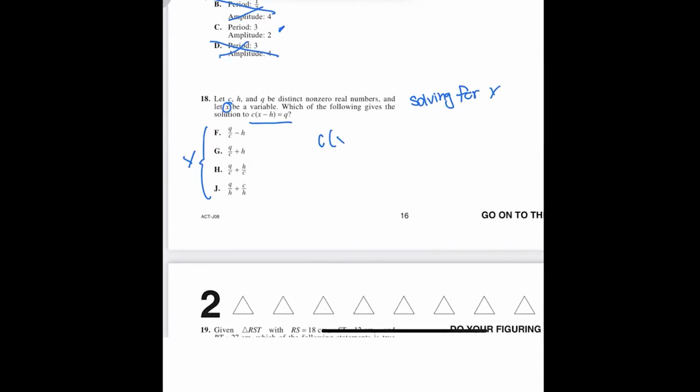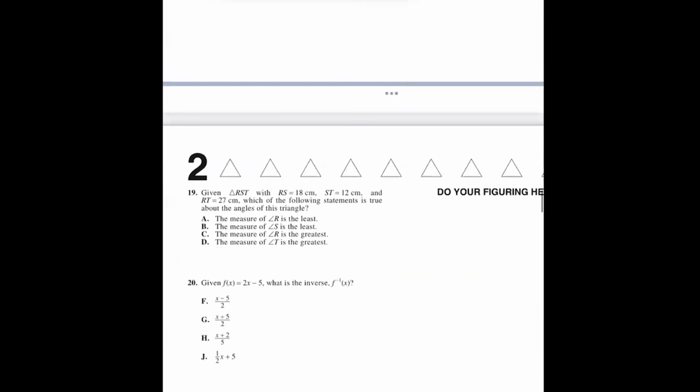And so this is the best way to do this one. You go C, x minus h equals q. And then you are going to distribute: cx minus ch equals q. Let's try to get x by itself: cx equals ch plus q. And then we will divide by c. And of course, on this one, that should cancel out. And so we get x equals h plus q over c, and for 18, the answer is going to be G. These look way harder than they actually are.